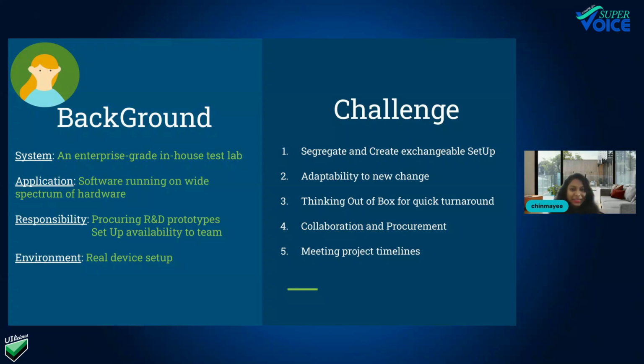is in place. The application she is dealing with is software that is running on a wide spectrum of devices. The enterprise lab consists of devices starting from a count of 20 to like hundreds of devices consisting of laptops, implantable prototypes, mobiles, wireless routers, hotspots, and so on. Her responsibility is procuring R&D prototypes and setting up availability for the team.